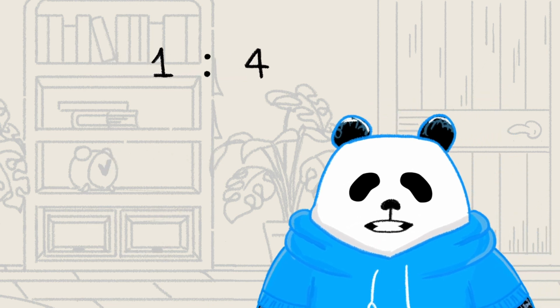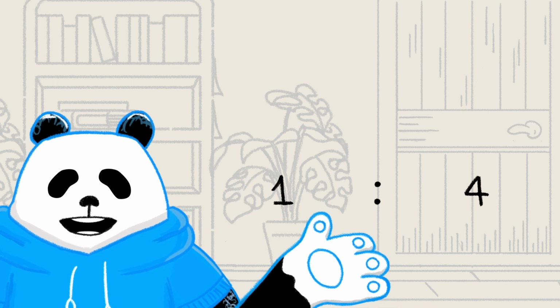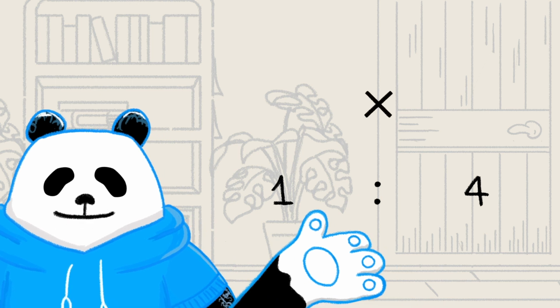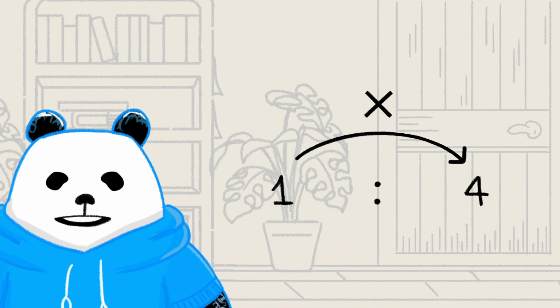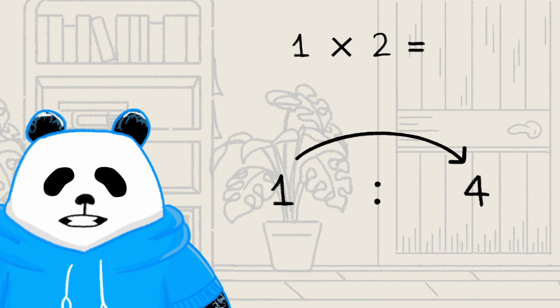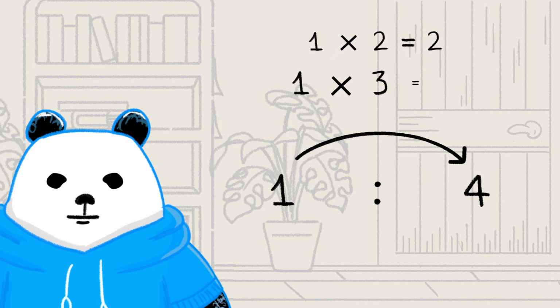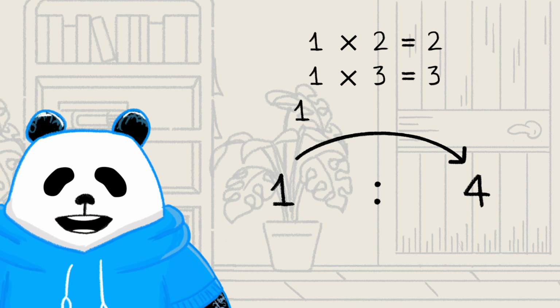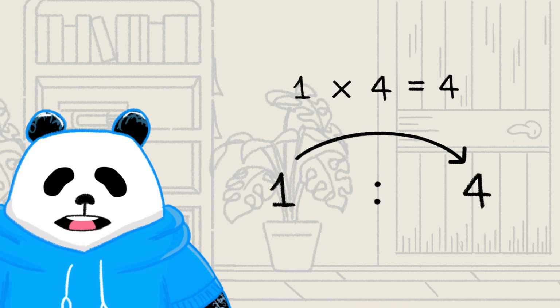Let us test what they could have in common. We start by using multiplication. How can we get from 1 to 4 using natural numbers like 1, 2, 3, 4, 5 and so on? Let's try it. 1 times 2 equals 2. 1 times 3 equals 3, and 1 times 4 equals 4. So to get from 1 to 4, we multiply 1 with 4.